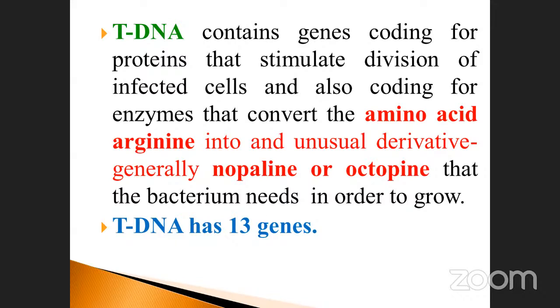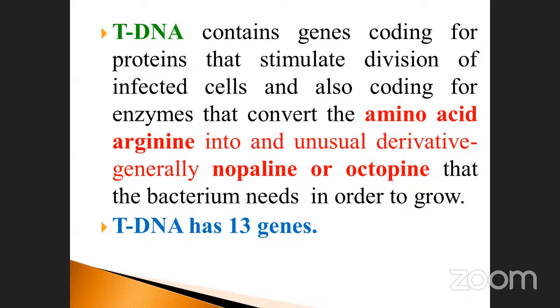When it enters into the plant cell, the amino acids are also present inside. Which amino acid? Arginine is the amino acid. The arginine is converted into unusual derivatives, generally nopaline and also octopine. This conversion is very, very important for their growth. Which growth? The bacterium growth. Which bacterium? Agrobacterium tumefaciens.